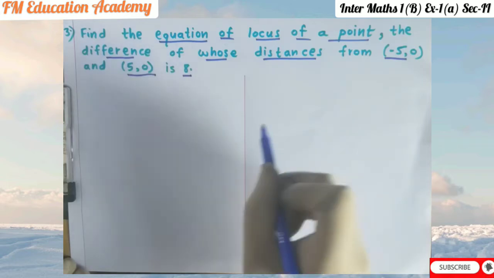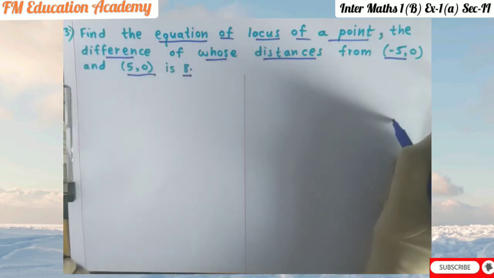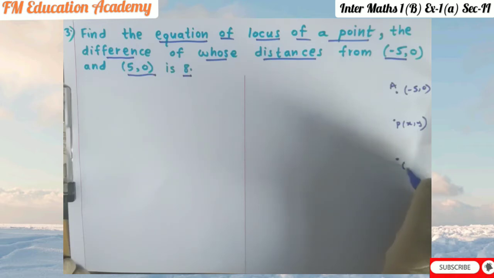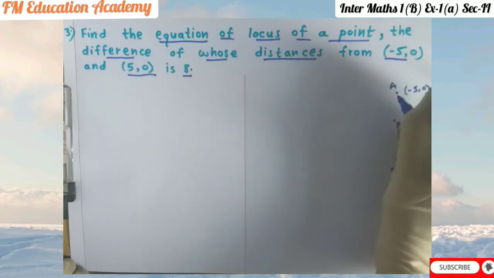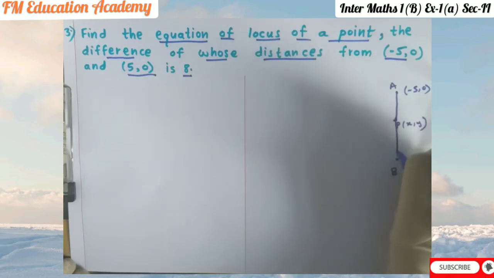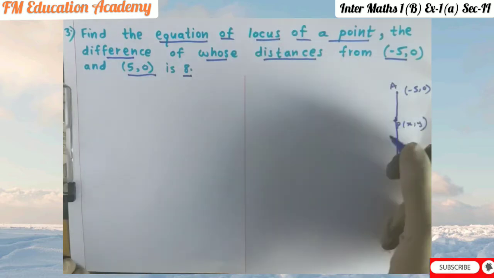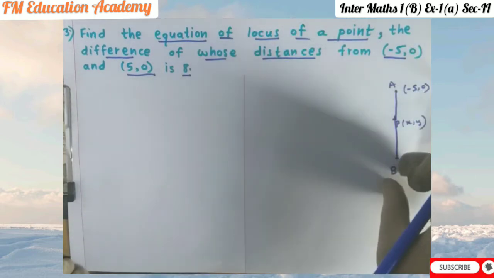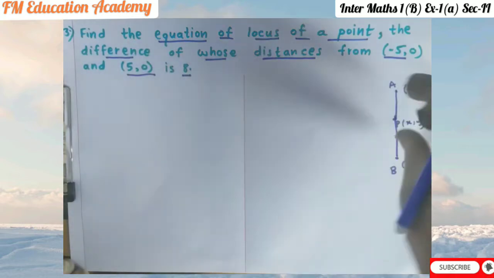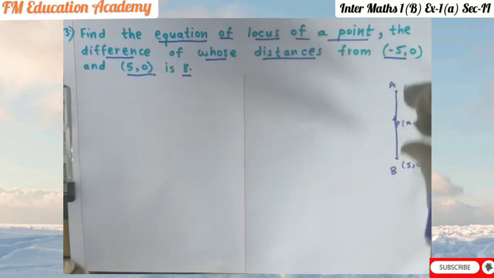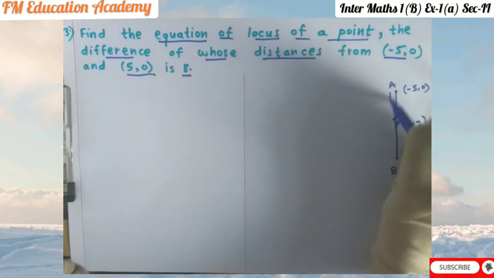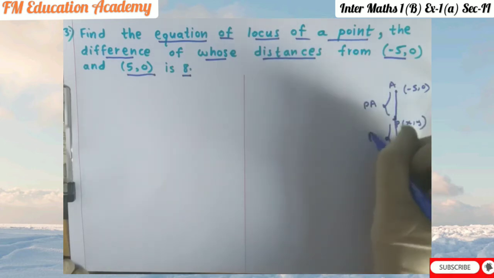That is, this question is saying that there is a point P (x, y), and there are also two more points, minus 5 comma 0, let us suppose this is A, and 5 comma 0, let us suppose this is point B. And it is saying that all these 3 points are connected together, and this point is at some distance from A and this point is at some distance from B, and it is telling us that the difference of the distances PA and PB is equal to 8. That is the geometrical condition given to us. That is, PA minus PB is given as 8 in the question.